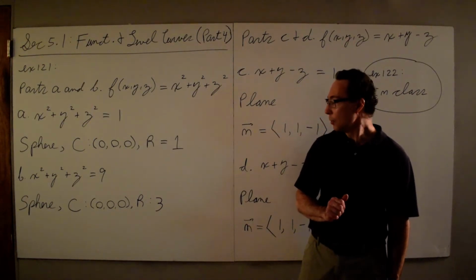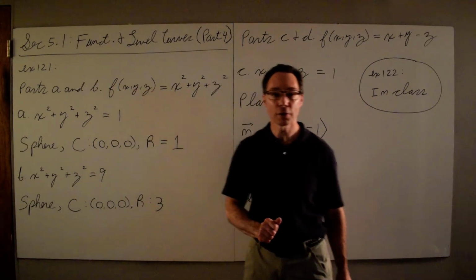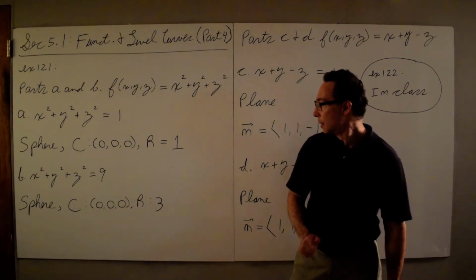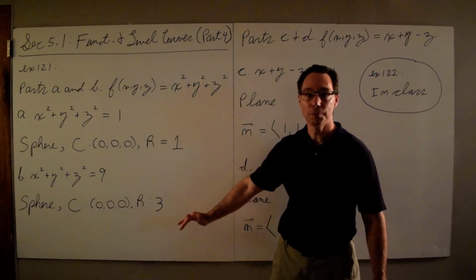For part B, we do something similar, except we take that fourth variable and hold it constant equal to 9. And so this is just the sphere centered at the origin of radius 3.